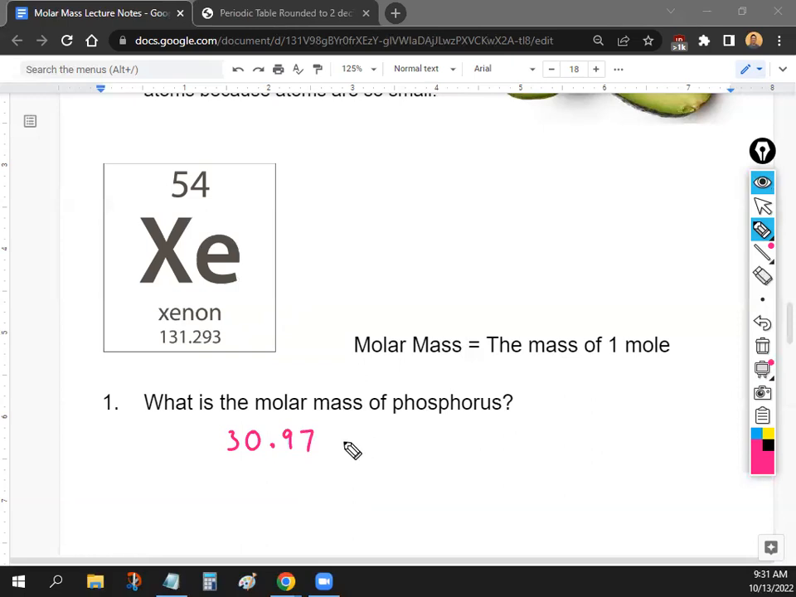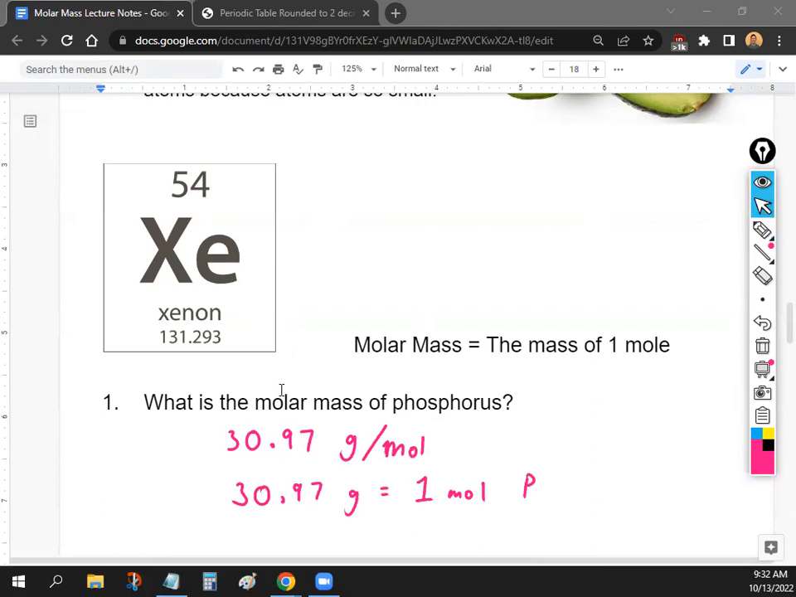We need to write the unit of measurement. There are two ways you can write it. You could either write grams per mole, so per every 1 mole, it weighs 30.97. Or you can write it like this: 30.97 grams equals 1 mole of phosphorus. Either way works. You can write it however you like, but you got to add the units of measurement behind it.